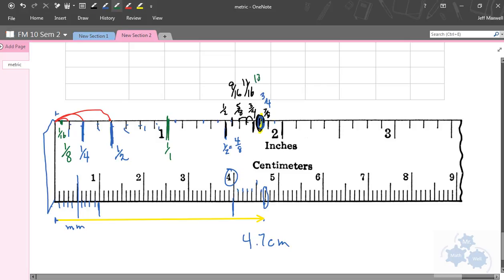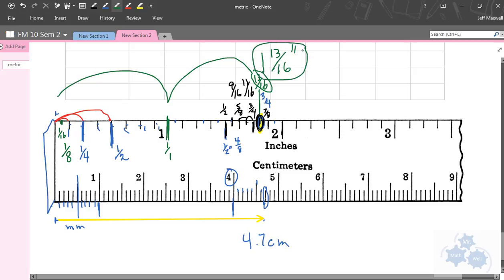13/16. Oh my goodness, 13/16 right here. So we have a measure of 1 and 13/16. Aren't you happy about the metric system right now? 4.7 or 1 and 13/16. Okay, so that's what you do. You do 1 and 13 over 16ths of an inch. That would be your measurement in inches.